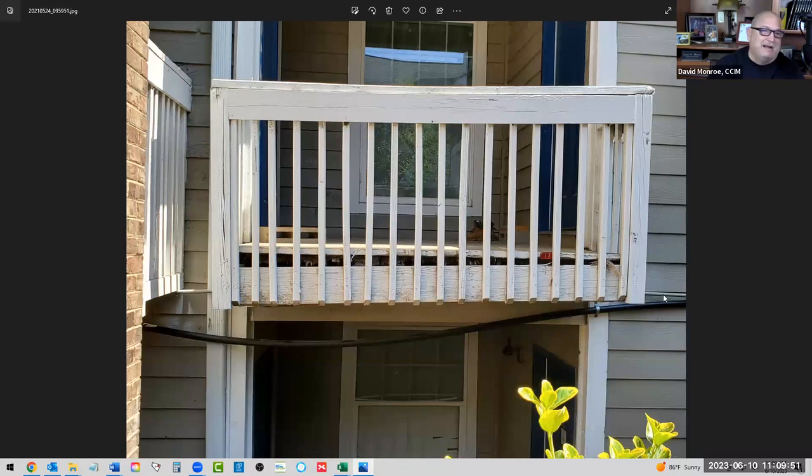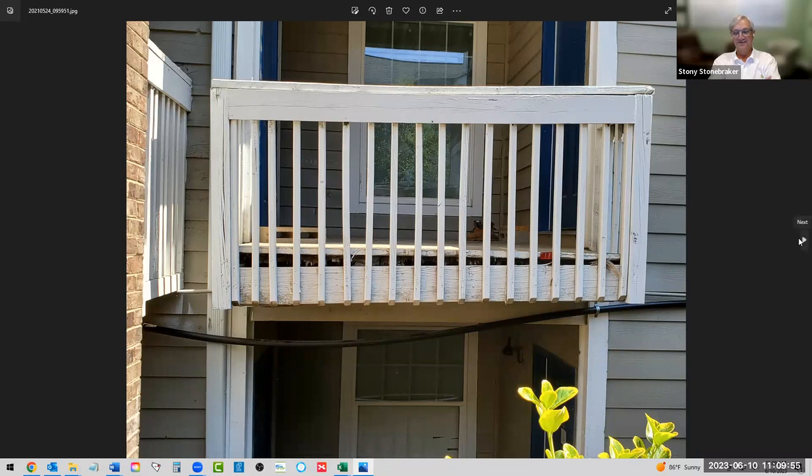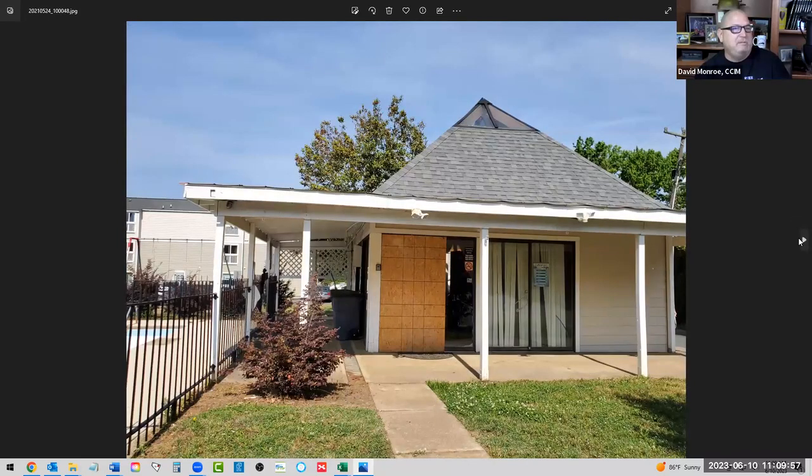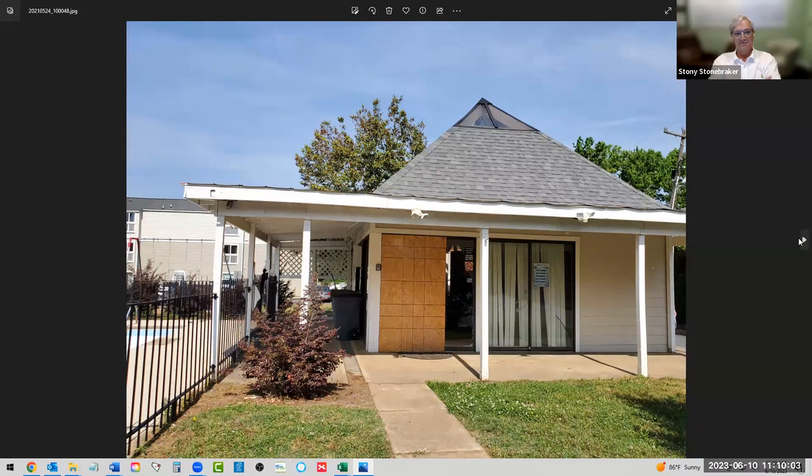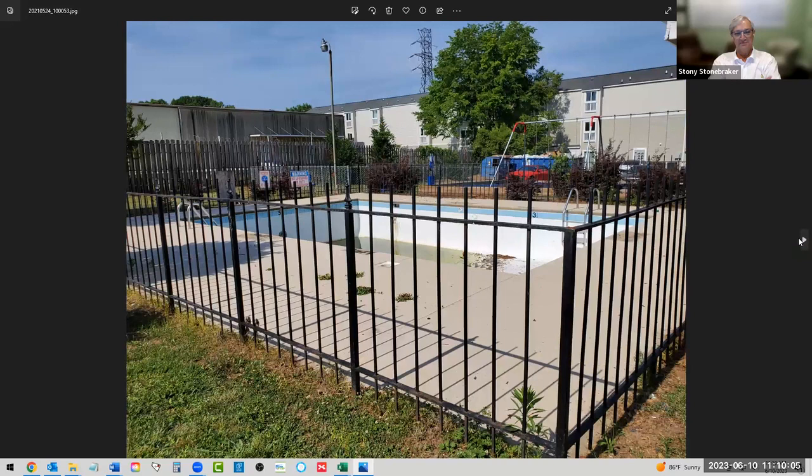This pipe cracks me up. We had a great laugh about that. There's the clubhouse. Great condition. This is a renovated property. Wait, look at the pool.